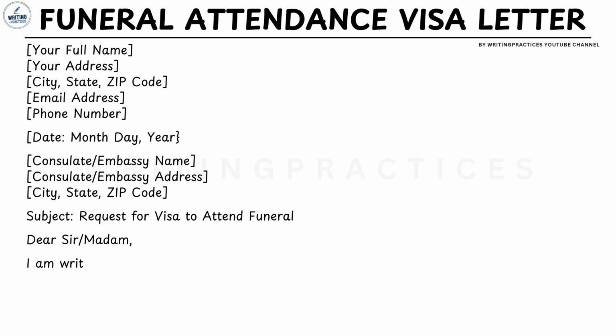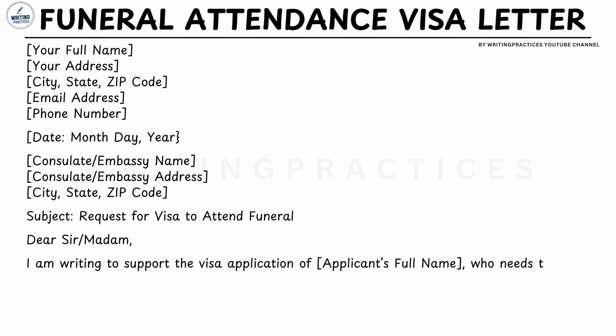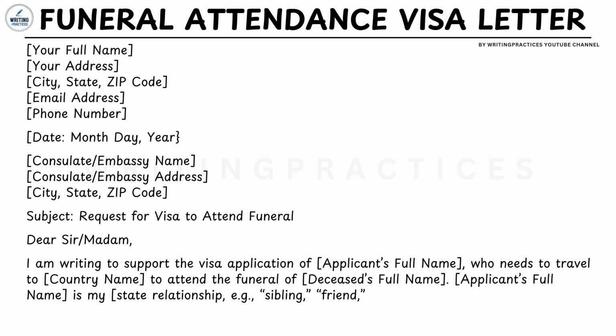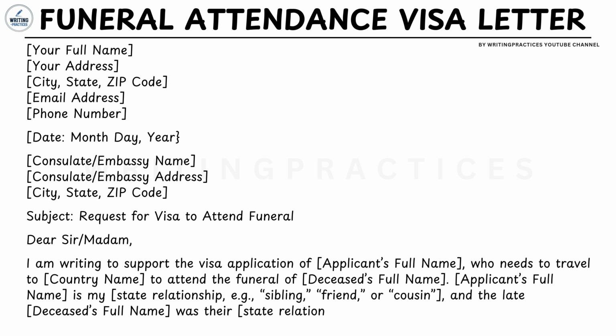Opening paragraph. The opening paragraph introduces the purpose of the letter. You should identify the applicant, their relationship to the deceased, and the nature of the request. For example, I am writing to support the visa application of Jane Doe, who needs to travel to the United States to attend the funeral of John Doe. Jane is my cousin, and the late John Doe was her father. This paragraph is concise but detailed enough to establish the key relationships and the reason for the travel request.